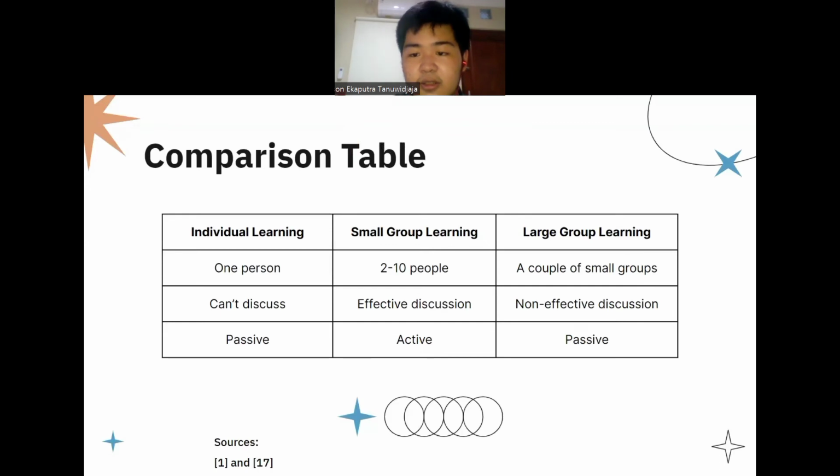The reason why large group learning is considered non-effective discussion is that with a lot of people giving their own opinions, not all the ideas will be organized, and they will most likely be jumbled up, and there might even be miscommunication between every single member in the large group learning. To the next speaker, the time is yours.